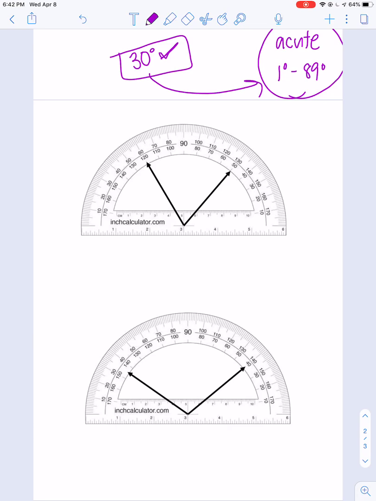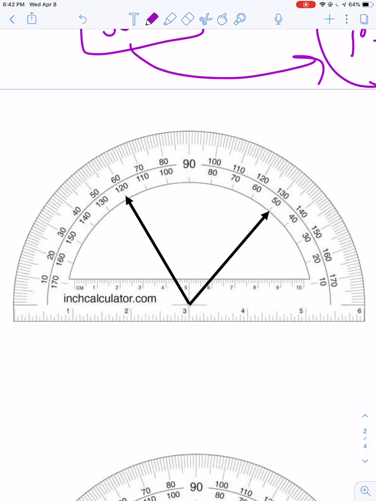Okay, these are trickier. Why? Because one of the rays in the angle is not aligned on 0, meaning I can't just count where a number is and say that's the measure of the angle. I have to do a little bit of calculation. So I'm trying to determine the arc or the measurement of the angle. That's the space or how many degrees fall in between both rays. They also meet here at this point.